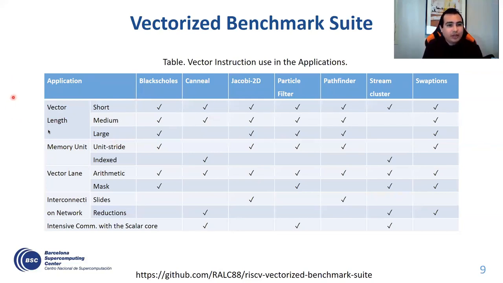Also, the memory access type can be unit stride, strided, and indexed. The operations inside the lane can be only arithmetic operations or also operations with mask. Also, there are some applications that use the interconnection between the lanes. For example, there are instructions such as slides and reductions, which make use of this interconnection. There are also some applications that have intensive communication with the scalar code. For example, it's normal that after performing some reduction, the final result is sent to the scalar code in order to perform some evaluation and iterate again or something like that.